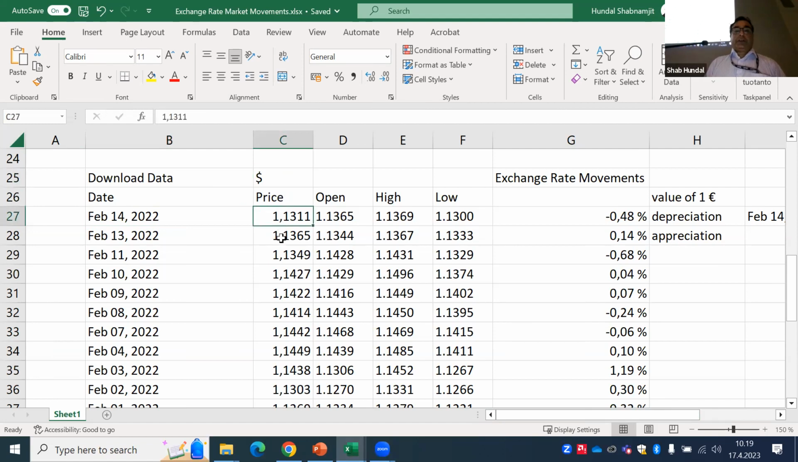So the price of €1, the exchange rate on February 13 was €1 equal to dollar 1.1365, and on February 14 it was 1.1311. Make sense? So the price is in dollars, American dollars. So this is the price of €1 shown in American dollars.